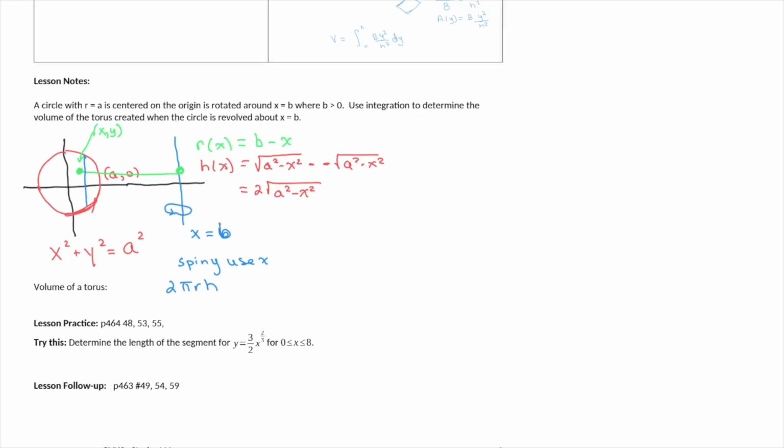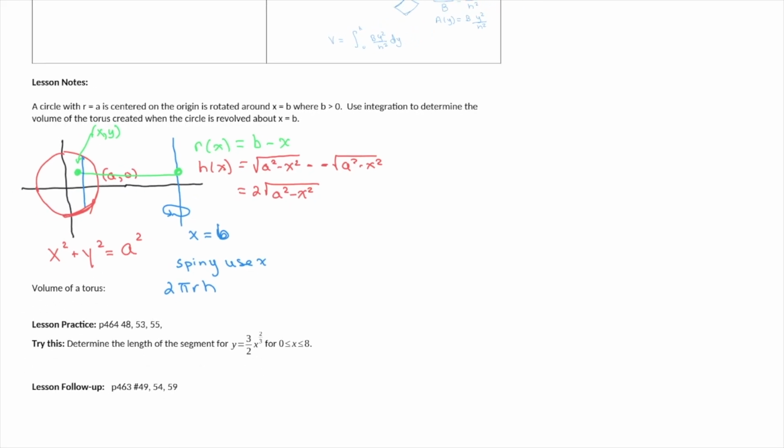So the volume of the picture is going to be created by volume equals 2 pi. We'll get the endpoints in a moment, and then we'll have the radius, which is b minus x, times the square root of 2a squared, whoops, slipped the 2 in the wrong spot, 2 times the square root of a squared minus x squared dx.